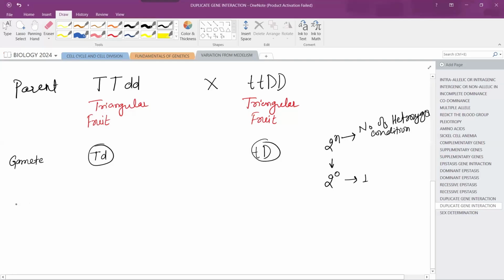And what type of progeny is there? F1 progeny. They all have a similar genotype, that is capital T, capital D, and small d. And its phenotype is triangular. Triangular fruit. The result is 100%.